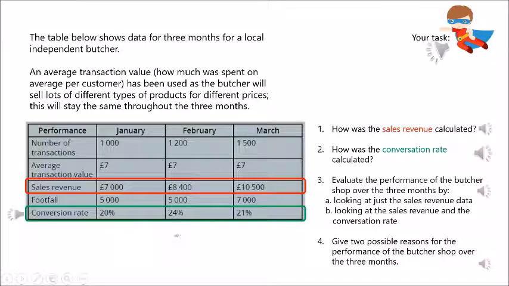So the figures you need to look at are the number of transactions. January is 1,000, February is 1,200, March is 1,500. Let's just deal with February, 1,200. And then you also look at the footfall. The footfall is 5,000 in January, 5,000 in February, and 7,000 in March. So nice and easy figures, relatively, especially if you've got a calculator. So then you divide the number of transactions, which is 1,200, by 5,000, the footfall, and the answer is 0.24. And to turn it into a percentage, you multiply it by 100 and it gives you the 24%.